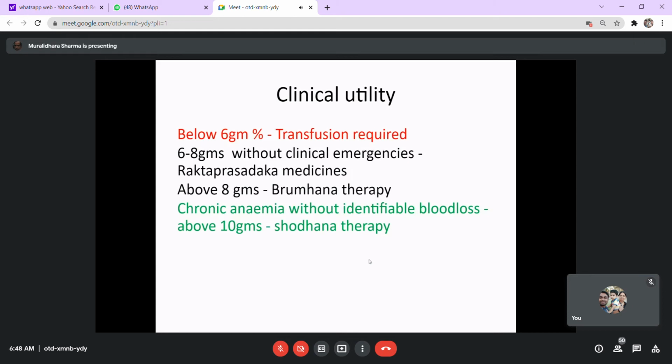Now, how is it to be utilized clinically? If the hemoglobin level is 6 grams, it is considered non-viable, and you cannot treat that condition with any medical treatment. A transfusion is required, if the oxygen carrying has to be continued. If it is 6 to 8 grams without any other clinical emergency, then we can make use of what we call Rakta Prasaraka medicines.